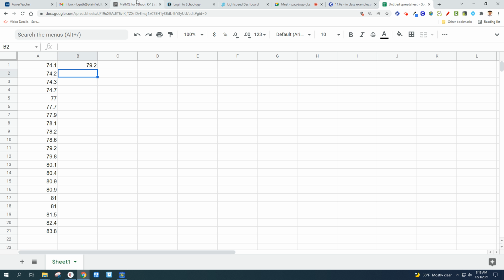And that should have found the median number of 79.2. All right. Something else you could have done, if you're having trouble typing it in, is select the first number and drag down to the last number, and that'll do kind of the same thing. I like doing A colon A though.